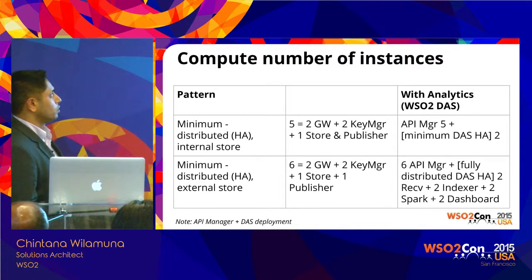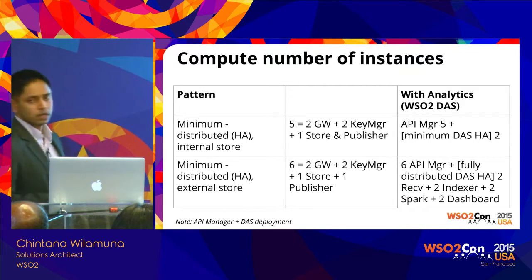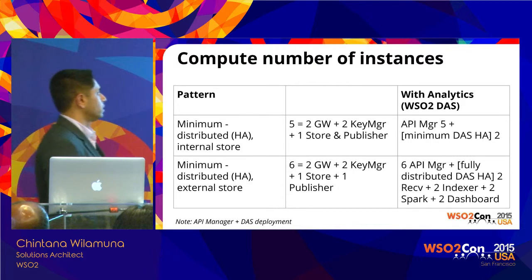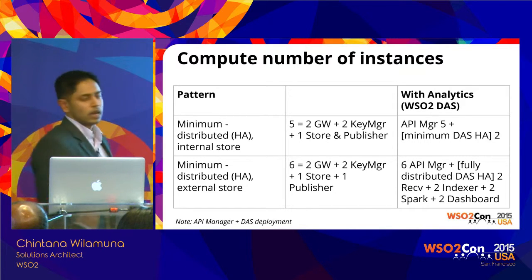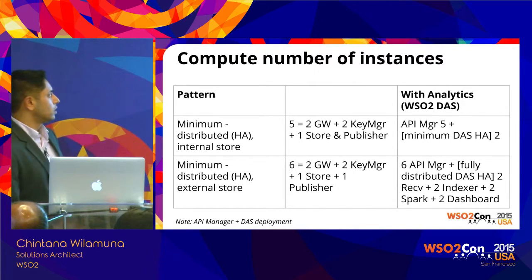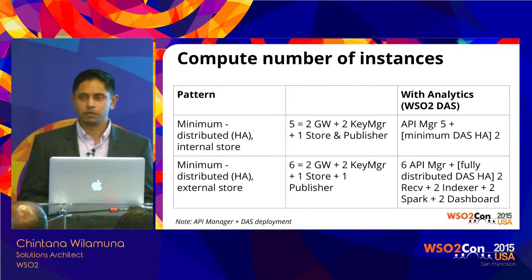So then you need to compute the number of instances that you would need. So this is basically counting instances for API Manager minimum distributed deployment with high availability. In order to have high availability with the minimum number of instances, we need at least 5 instances: 2 gateways, 2 key managers, and 1 for store and publisher.